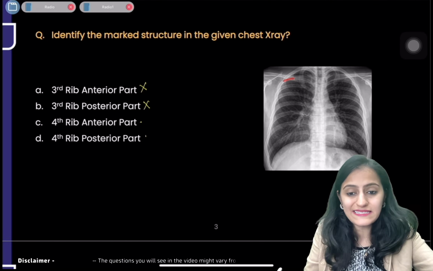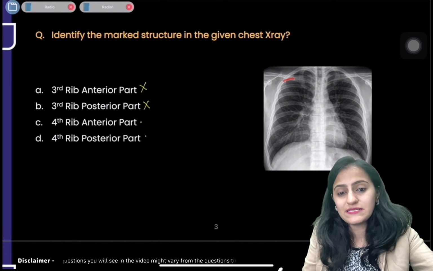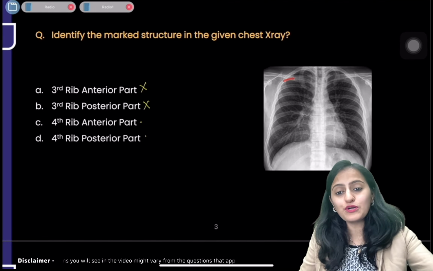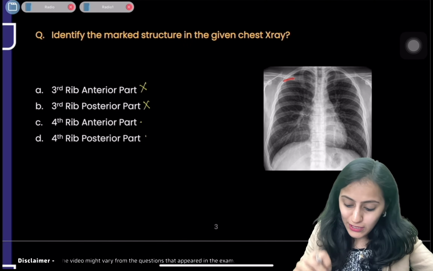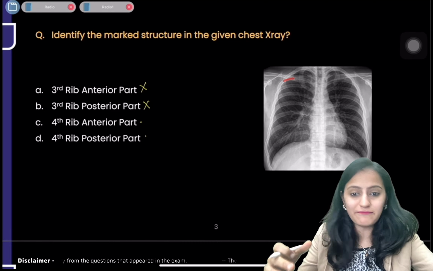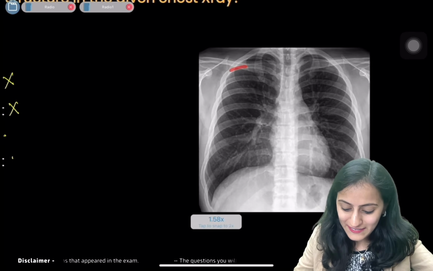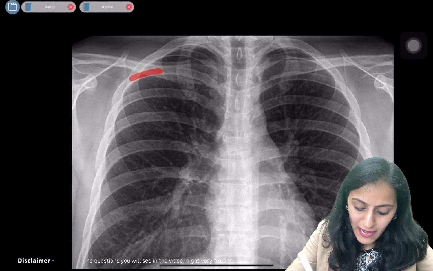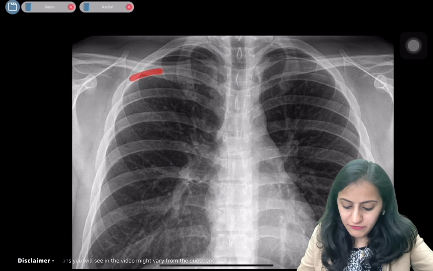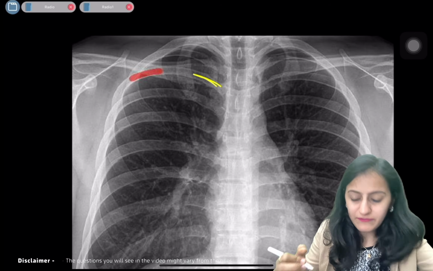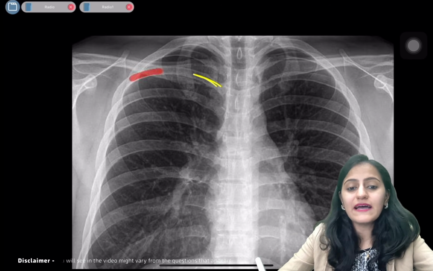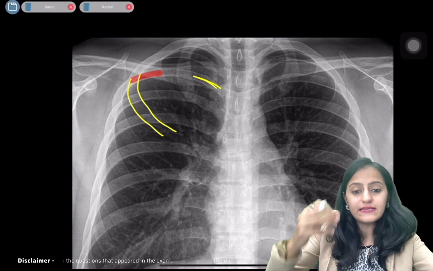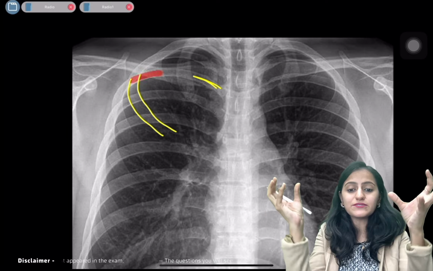Remember, in MCQ exams, ruling out the options is very, very important. Now, I'm not really sure where the arrow was marked, because in this image it is somewhere between the posterior and the anterior end. How do you identify the posterior and the anterior end? The part of the rib which is more flat, which will articulate with the vertebra, is the posterior end. This part here is not clearly visible because it is oriented obliquely.